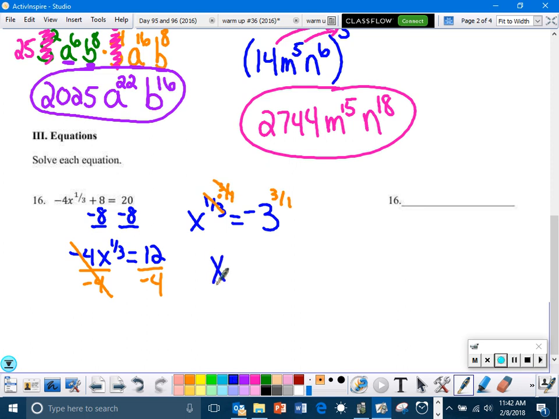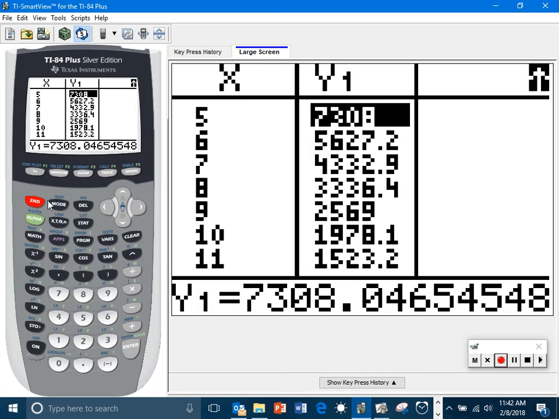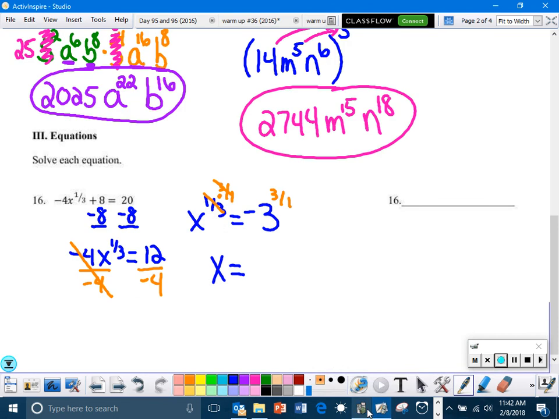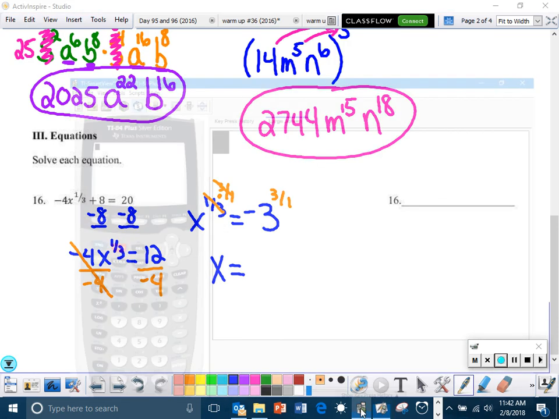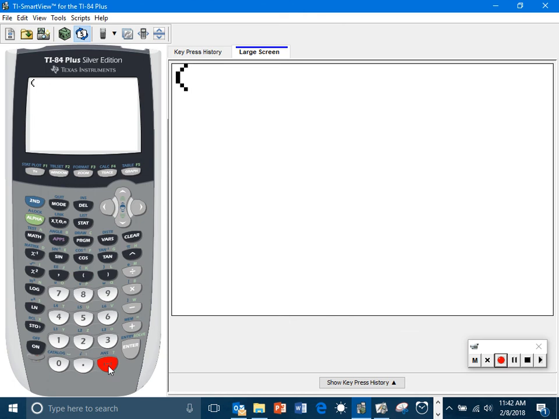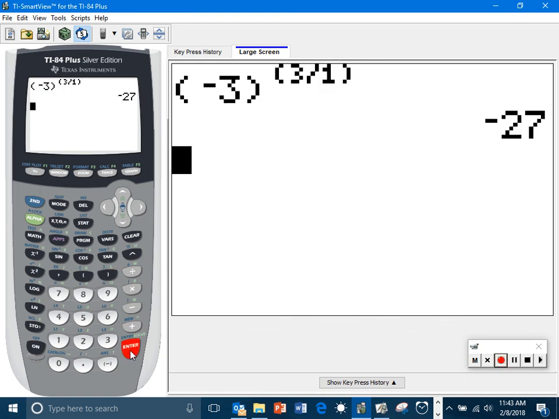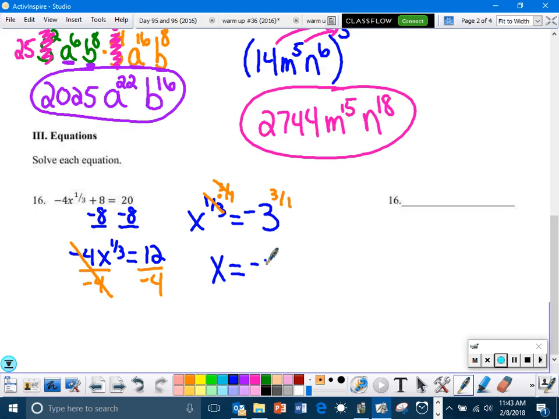And so our answer is x equals, okay, let me demonstrate again with the calculator in case you forgot. So we are going to take -3, and you should put that in parentheses, raised to the 3/1 power, and we end up with -27. Okay, it must be negative. And then that's what you should write on the line, -27. Okay, let's keep going. Let's go to the next equation.